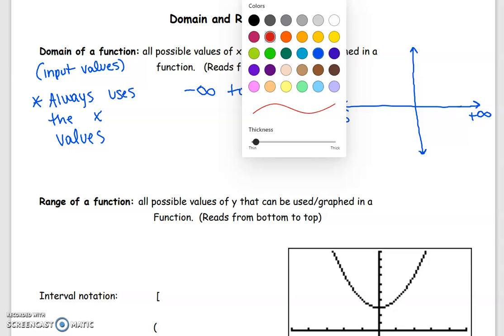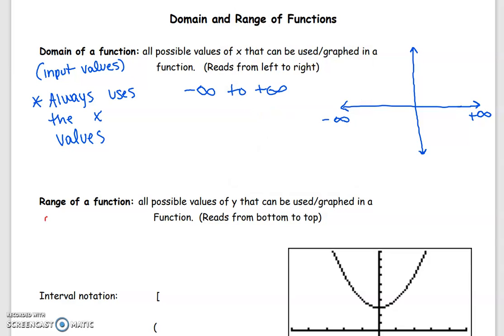The range is going to be your output values. And this is going to read from the bottom to the top. So negative infinity to positive infinity.